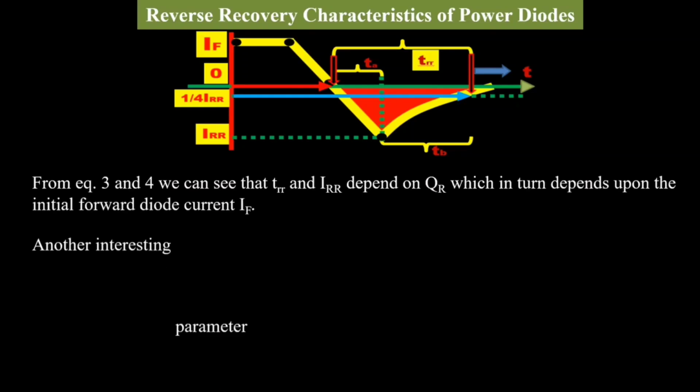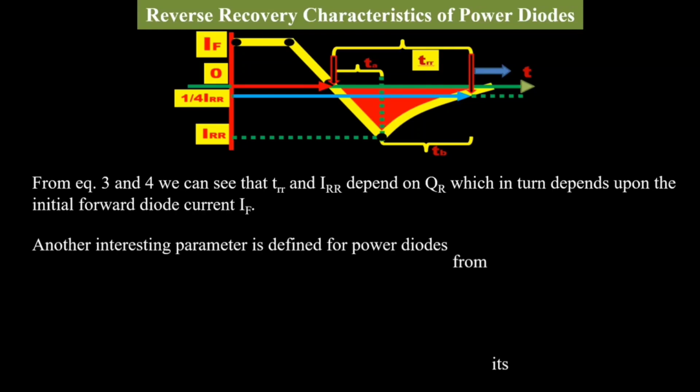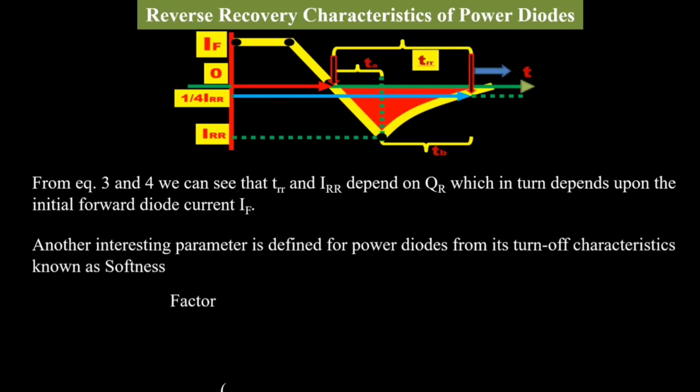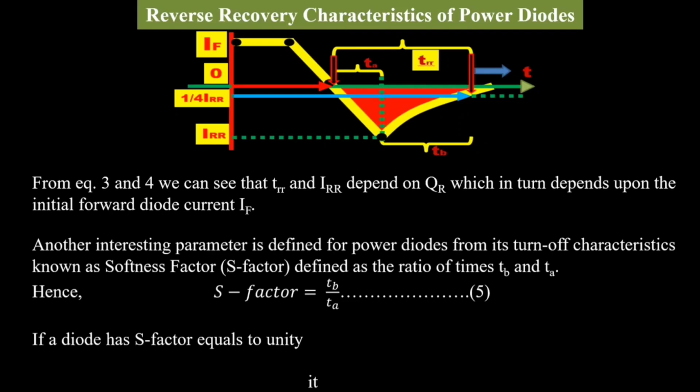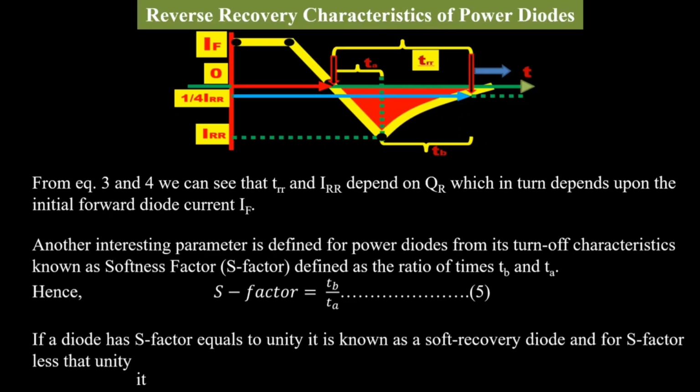Another interesting parameter is defined for power diodes from their turn-off characteristics, known as the softness factor, S factor, defined as the ratio of times TB and TA. Hence, S factor is equal to TB over TA, equation 5. If a diode has S factor equal to unity, it is known as a soft recovery diode, and for S factor less than unity, it is known as a fast or snappy recovery diode.